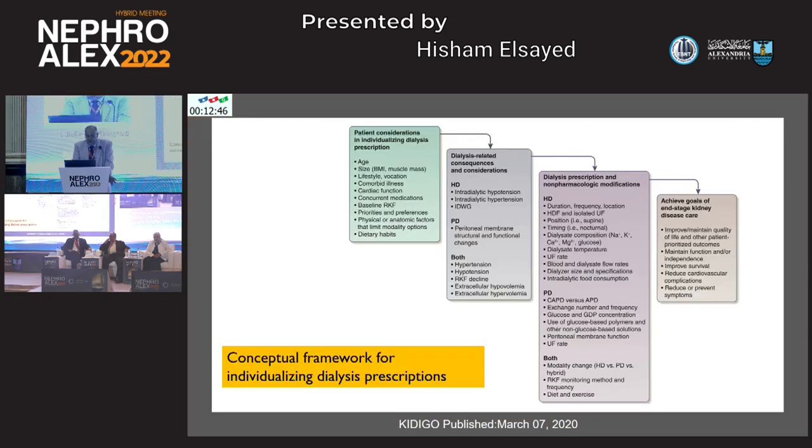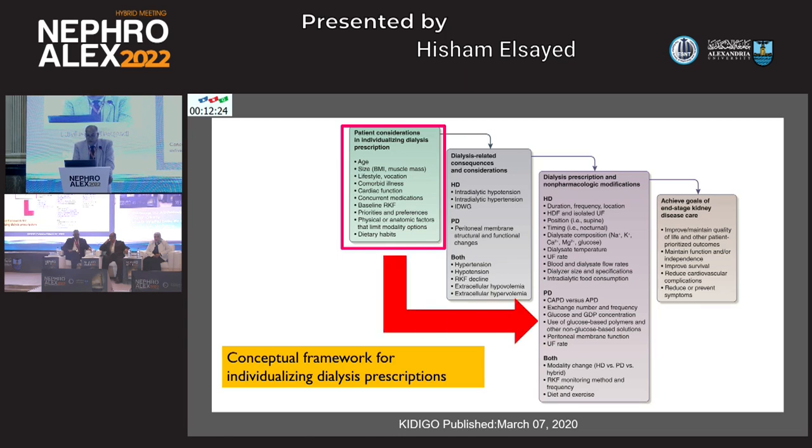So the conceptual framework for individualizing dialysis prescription, especially in patients with inflammation and hypoalbuminemia, is essential. With the dialysis-related consequences, it's our job to individualize hemodialysis for those patients. So patient considerations like age, size, lifestyle, comorbidity, cardiac dysfunction, and others are important factors to treat, and subsequently dialysis prescription and non-pharmacological behavior and modification of hemodialysis, in particular the convection therapy to remove the cytokines.